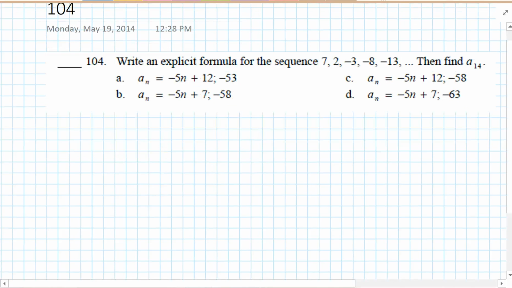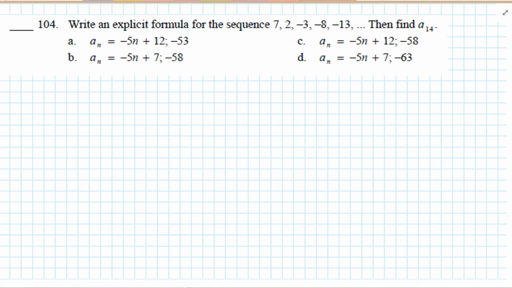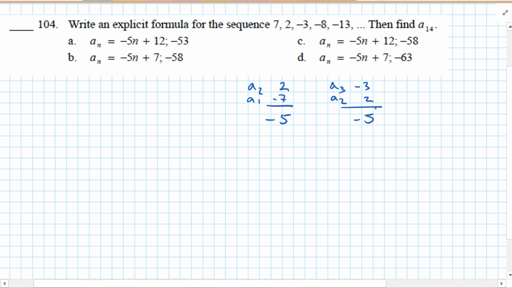104. Write an explicit formula for the sequence 7, 2, -3, -8. So the first thing we got to do is find out if it's geometric or arithmetic. So find the difference between the second term and the first term. Second term and first term would be 2 and 7. So their difference would be -5. So now just double check the third term and the second term. -3 and 2, their difference would be -5.